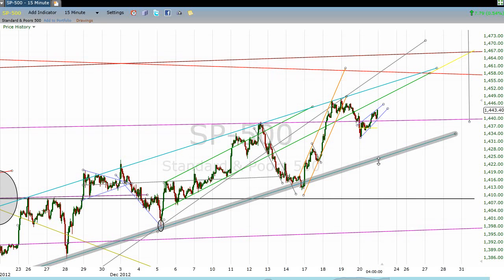Something just doesn't look quite right about this being over with where we sit right here. So let's see if this plays out to be a bear flag, and if it does, then don't be surprised to see the markets get back into the mid to mid-high 1420s.